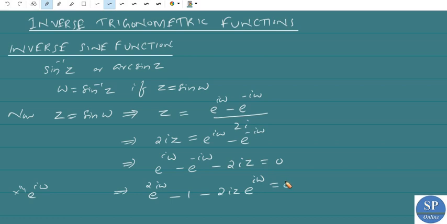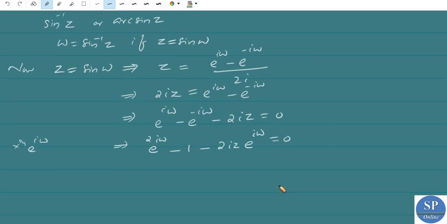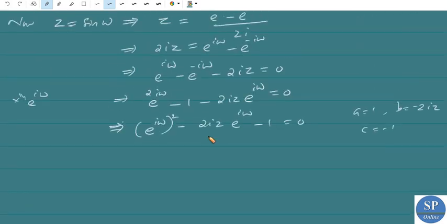Now actually it is a quadratic equation in e power iw, which can be written as (e power iw) whole square minus 2iz into e power iw minus 1 equal to 0. It is a quadratic equation in e power iw with coefficients a equal to 1, b equal to minus 2iz and c equal to minus 1, right? So we can use the quadratic formula to find e power iw from this.